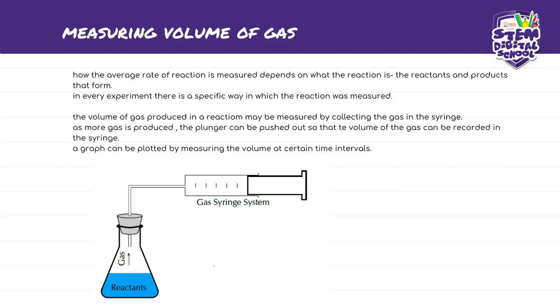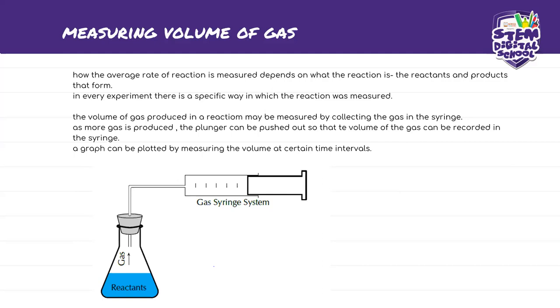When you define a reaction, it's basically the reactant. So in every experiment, there's a specific way in which the reaction was measured. Which means that you either measure the reactants that you have used, or you measure the amount of product that is formed. One of the two has to be measured.